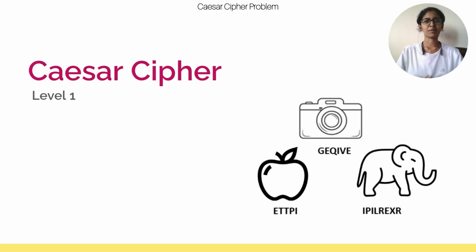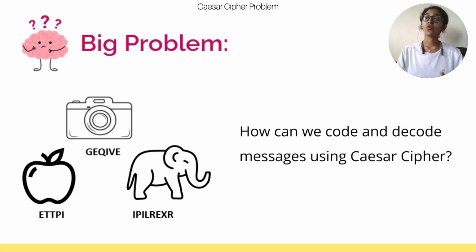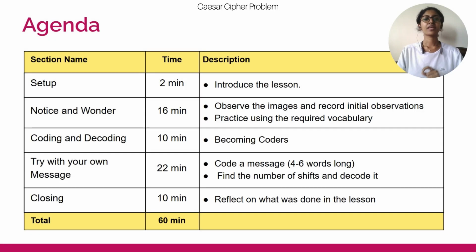Now let's see what is the big problem that we have here. How can we code and decode messages using Cipher? This is the big problem that we have. Now, we are going to quickly skim through the agenda, requesting all of you to pause here and go through each section and its description. I will also be taking a pause so that you can go through it once.